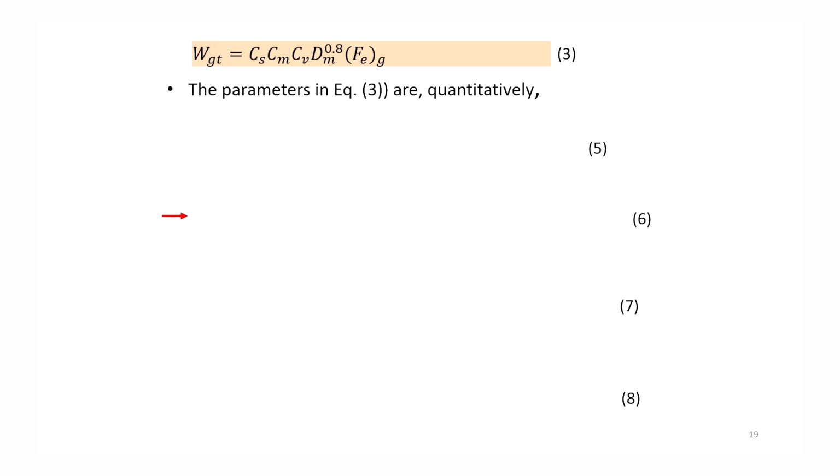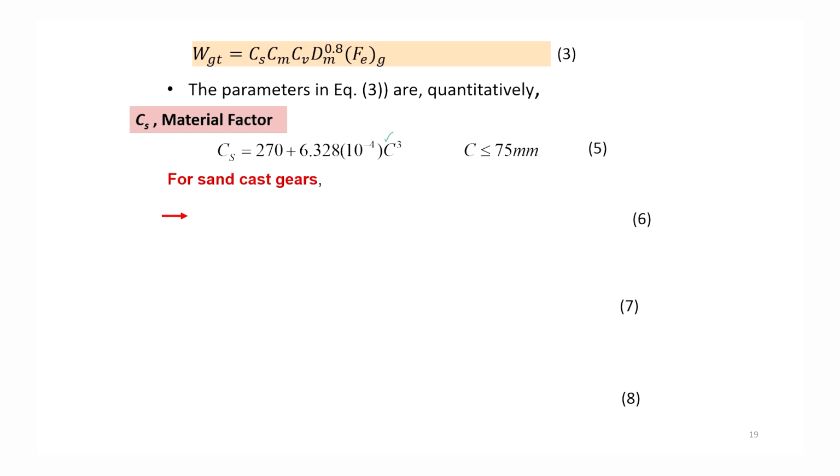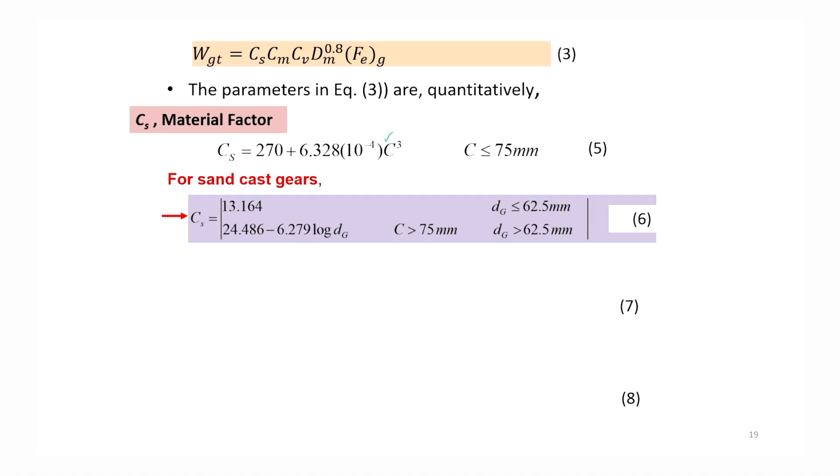So, W_GT, the transmitted load on the gear. The first factor is Cs, the material factor, and it is given by Cs is equal to 270 plus 6.328 into 10 to the power minus 4 C to the power cube, where C is the center distance. For sand cast gears, we have to use equation 6.